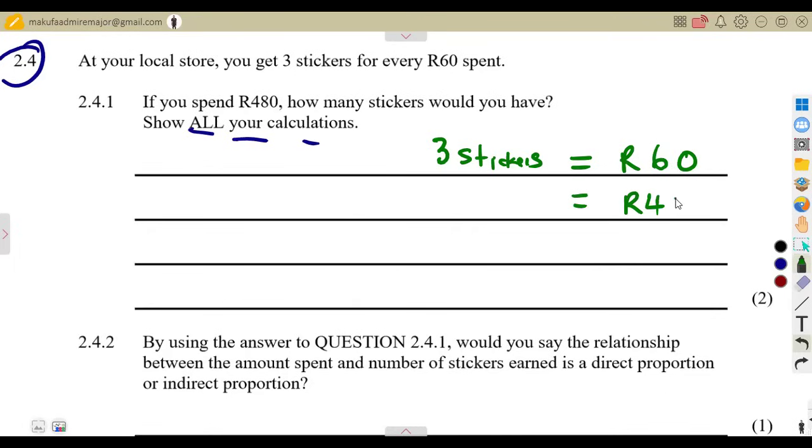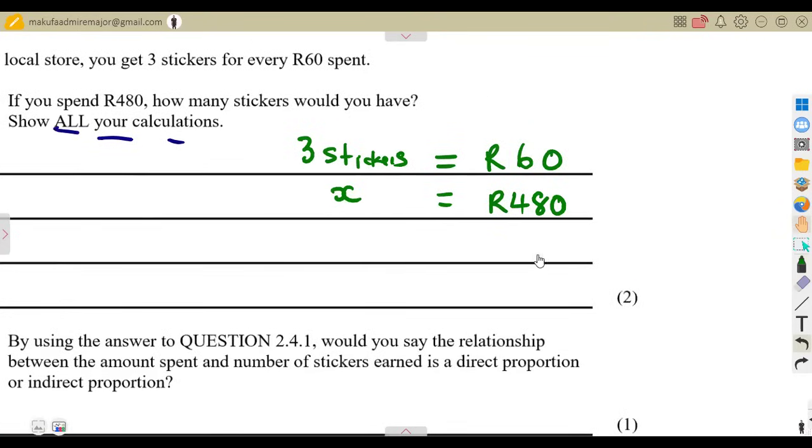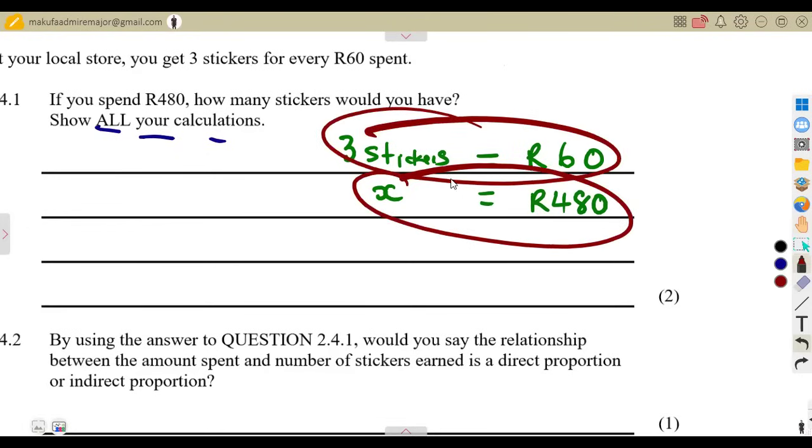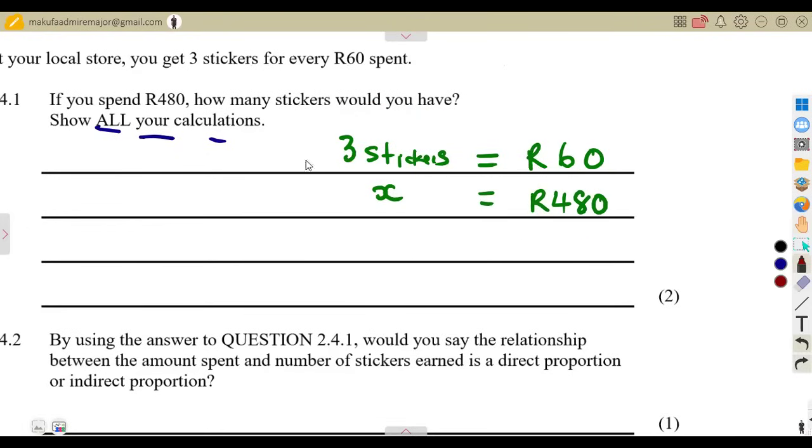If you spend 480, how many stickers are you going to have? You do not know the number of stickers that you're going to have, so what you need is to solve for x. On your calculation, you're going to have 3 over 60 is equal to x over 480, or it's up to you, x over 3 is equal to 480 over 60. As long as you are equating what is corresponding, you are formulating an equation.